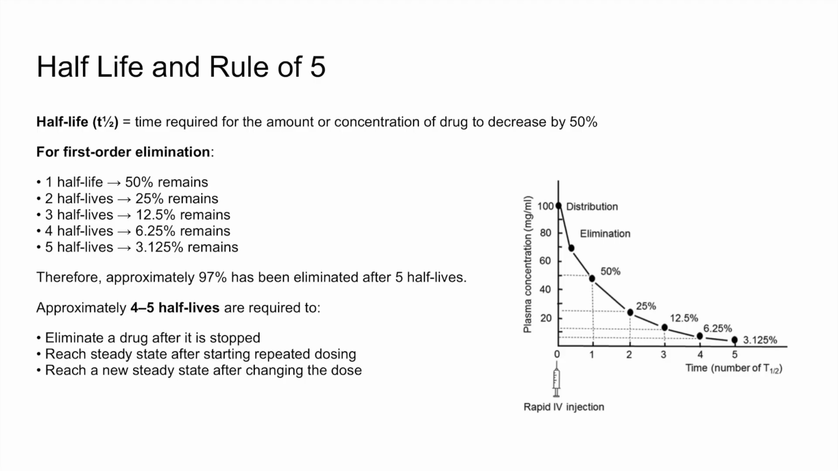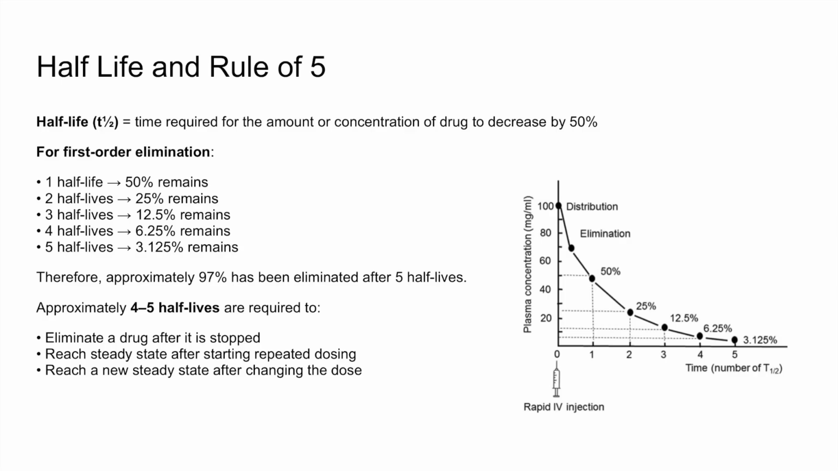All right, so half-life is the time required for the amount or concentration of a drug to decrease by 50% during first-order elimination. After one half-life, 50% remains. After 2, 25% remains. After 3, 12.5. After 4, 6.25. And after 5, approximately 3.1%. And therefore, roughly 97% of the drug has been eliminated after 5 half-lives. And in pharmacology, that's essentially gone.